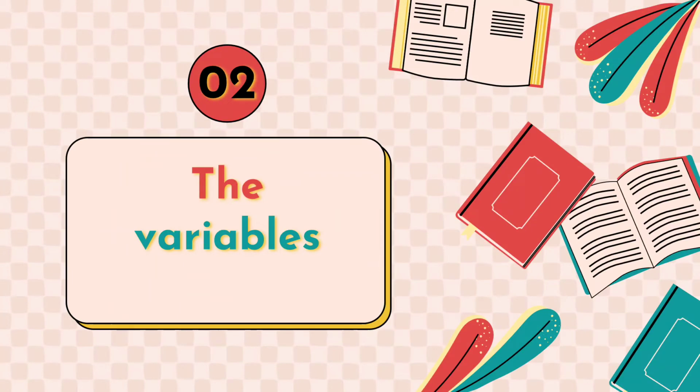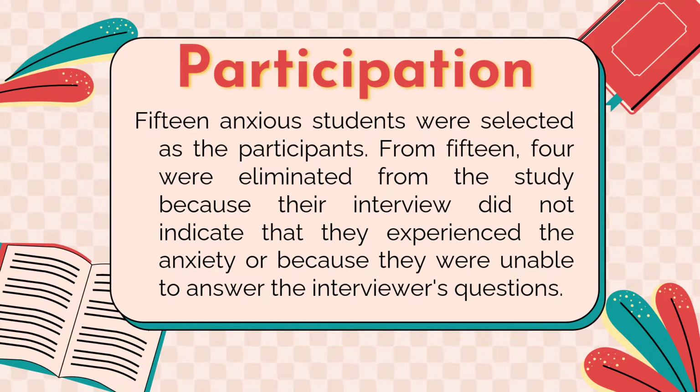The variables. The first is about participation. 15 students were selected as the participants. From 15, 4 were eliminated from the study because their interviews did not indicate that they experienced anxiety or because they were unable to answer the interviewer's questions.